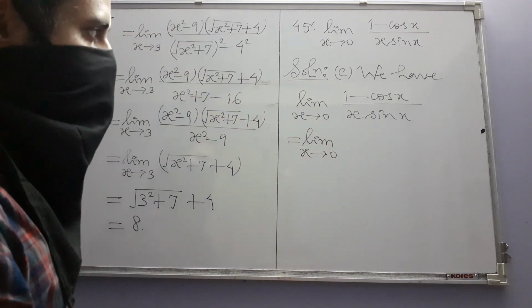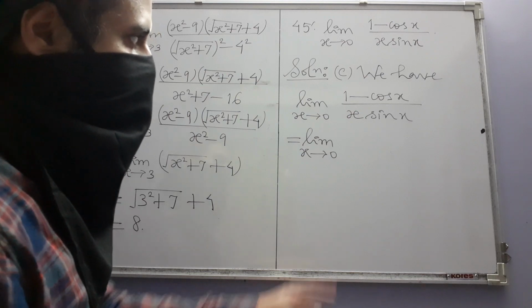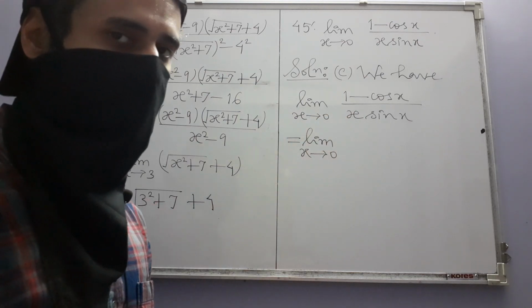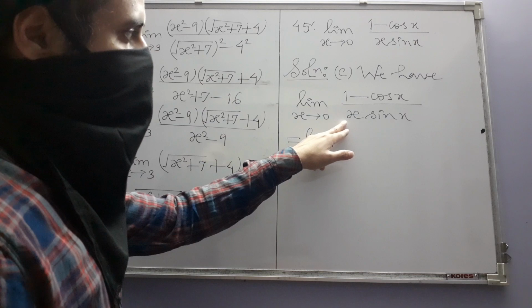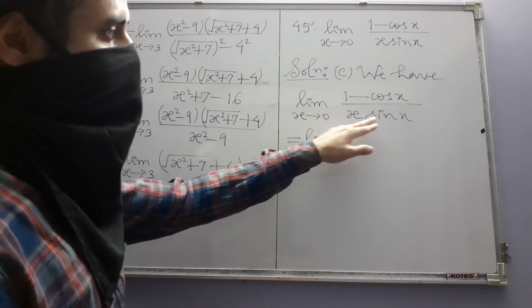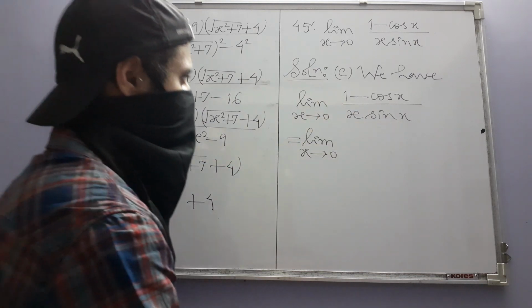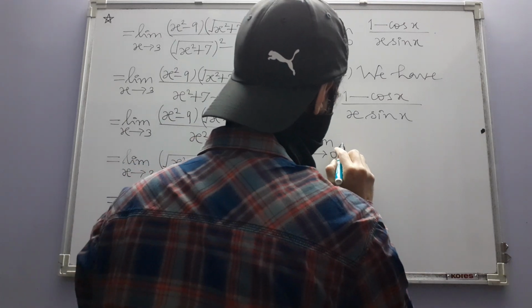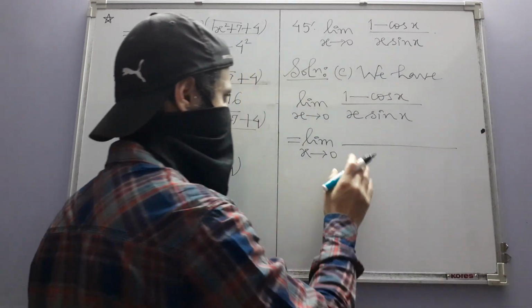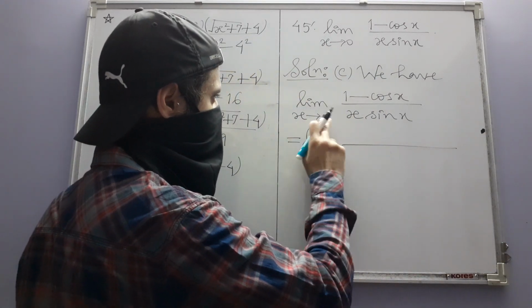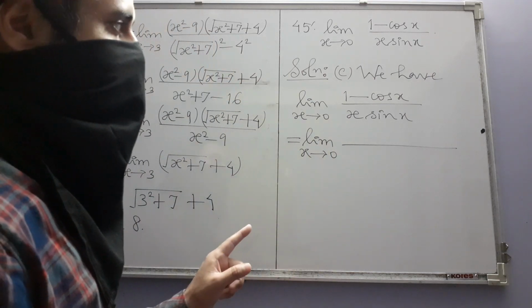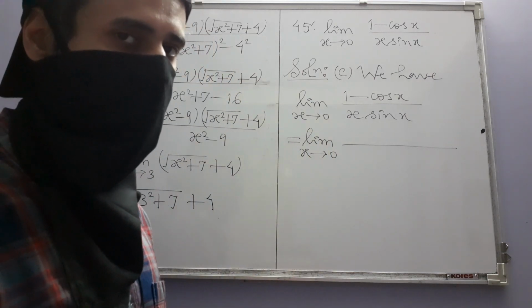Our aim is always in such limits to get rid of the problematic terms. Here we have two problematic terms, x and sin x. So the thing we are going to do here is this. And why are they problematic? Because as x approaches 0, both x and sin x approach 0.